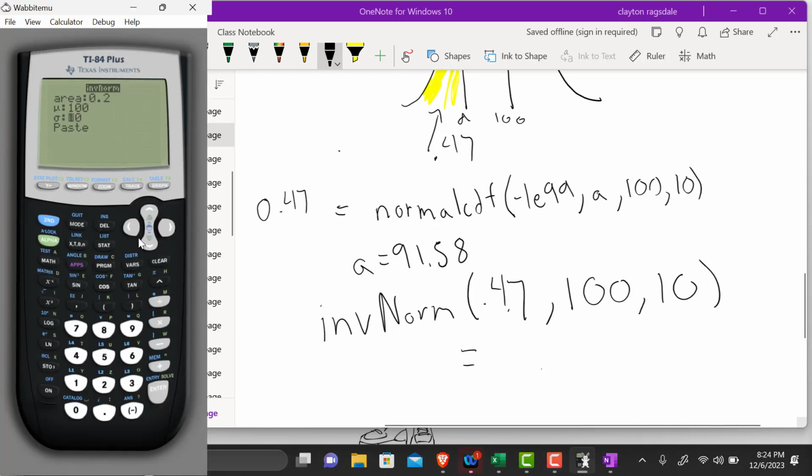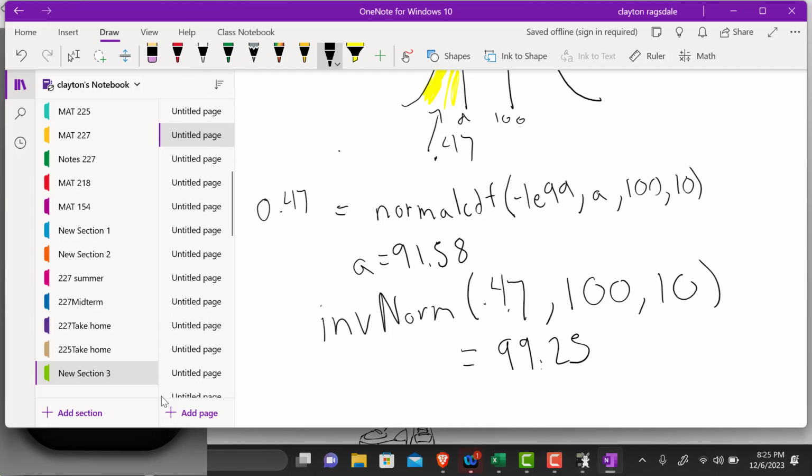0.477. And now we have the right answer, 99.25. Okay. Fixed the error there.